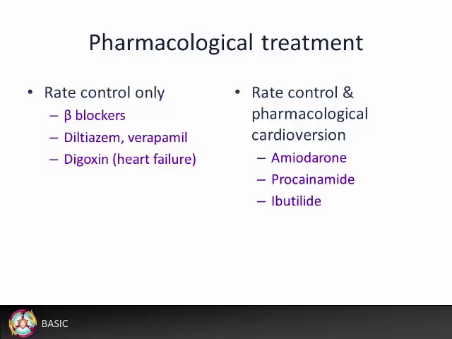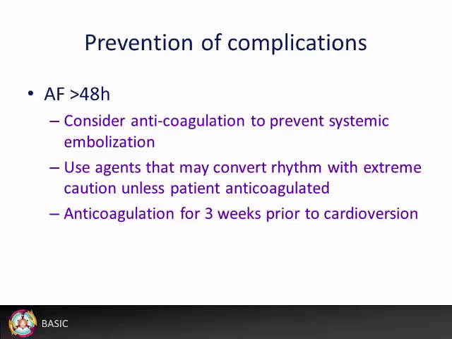Drugs which may result in pharmacological conversion to sinus rhythm, as well as rate control, include amiodarone, procainamide, and ibutilide. In patients who are in AF for more than 48 hours, consider anticoagulation to prevent systemic embolization. Use agents that may convert the rhythm to sinus rhythm with extreme caution unless the patient is anticoagulated. And give anticoagulation for 3 weeks prior to cardioversion.